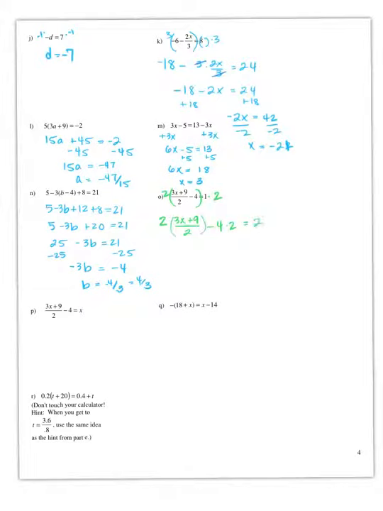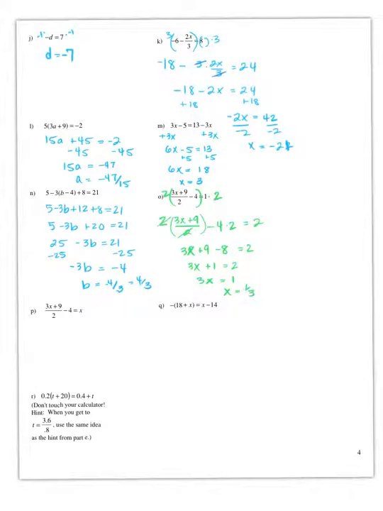So these 2's in the fraction cancel. We get 3x plus 9 minus 8 equals 2. We can combine the 9 and the minus 8 to give us a positive 1, and then subtract 1 from both sides. And now we'll divide both sides by 3.